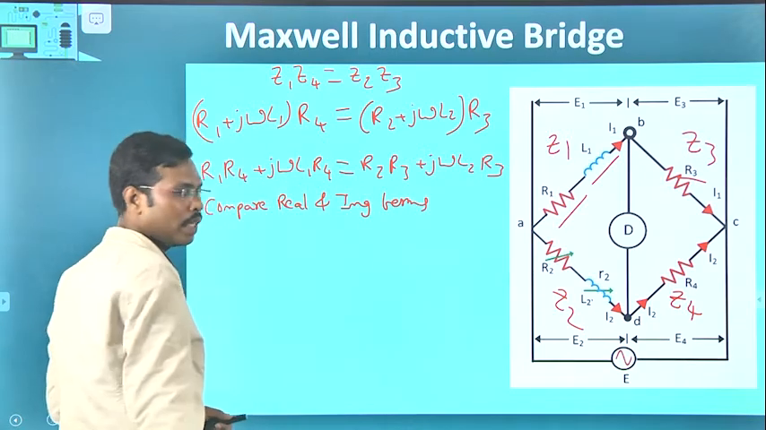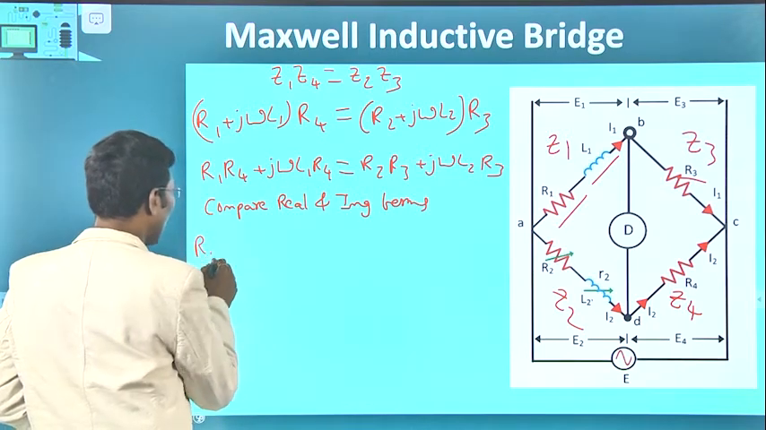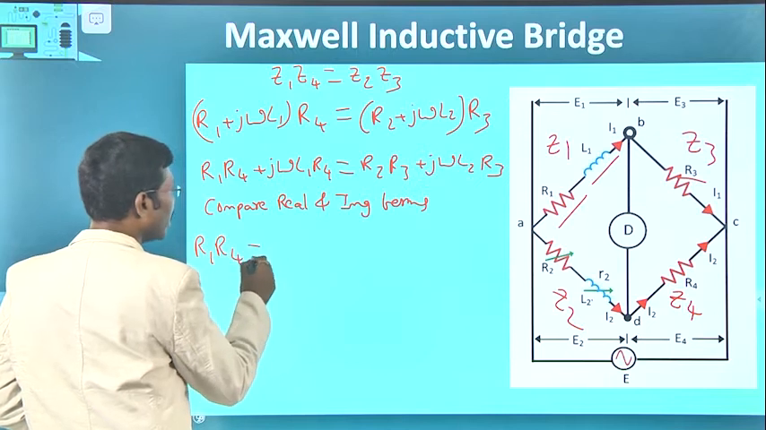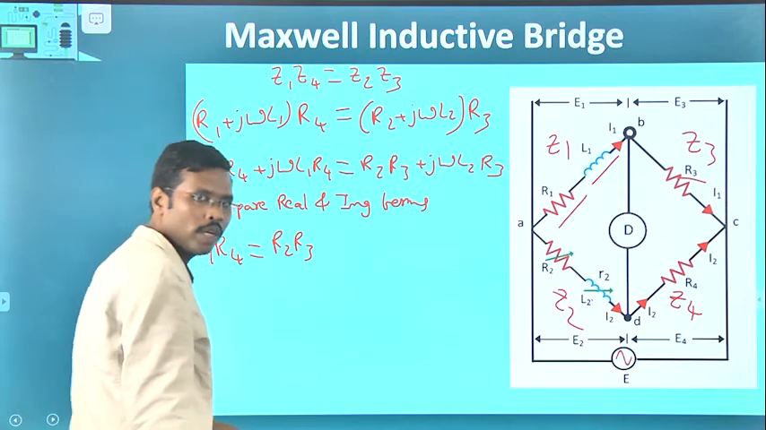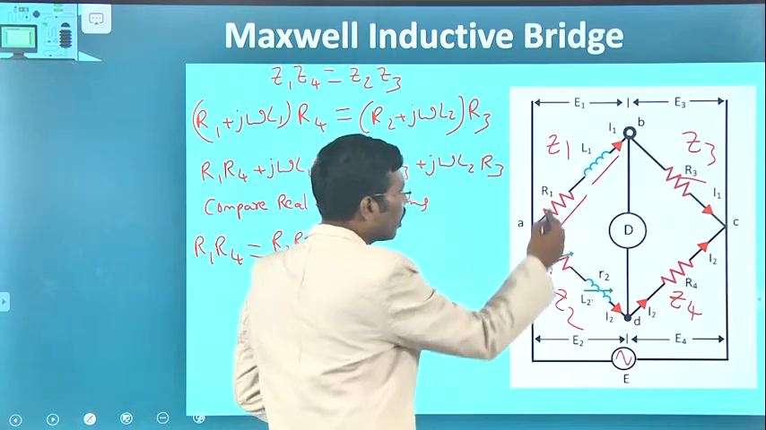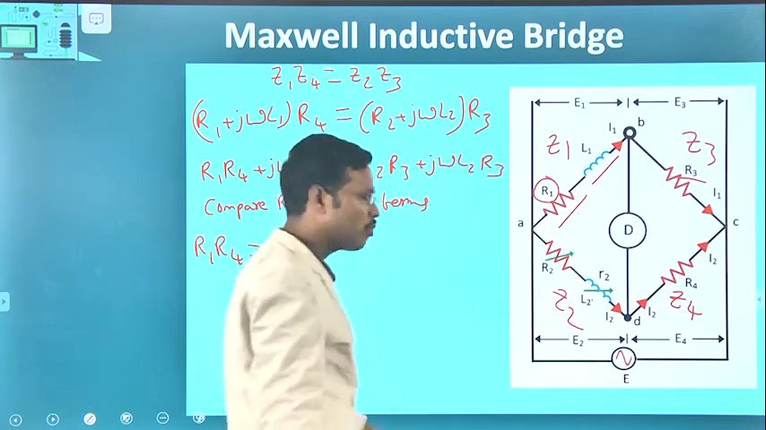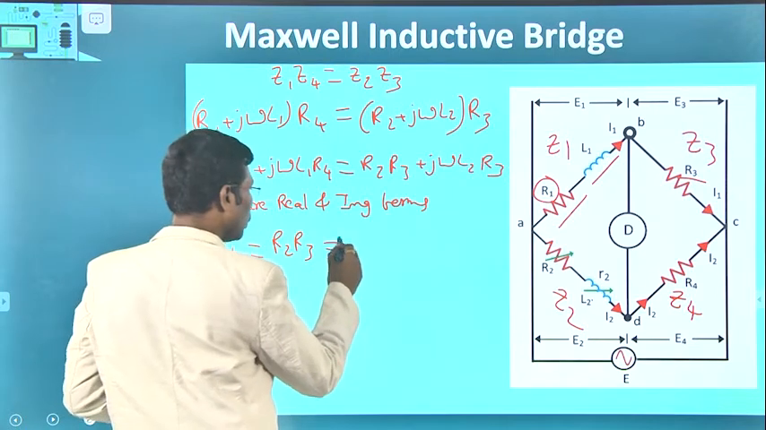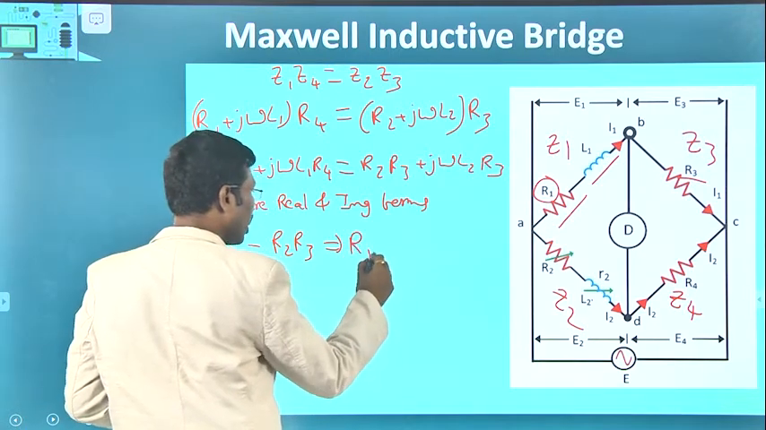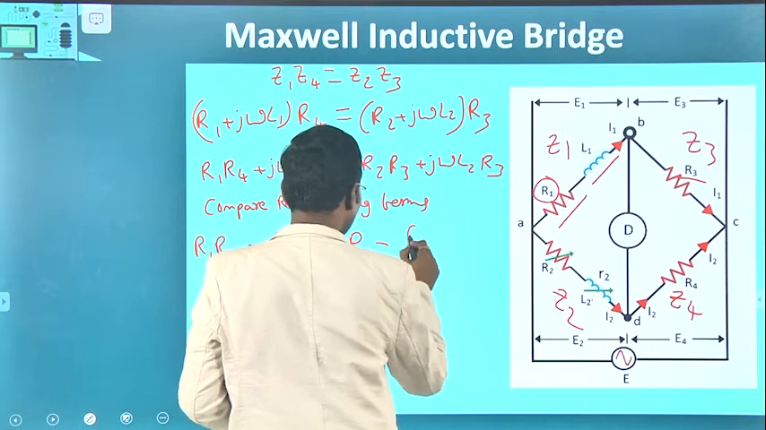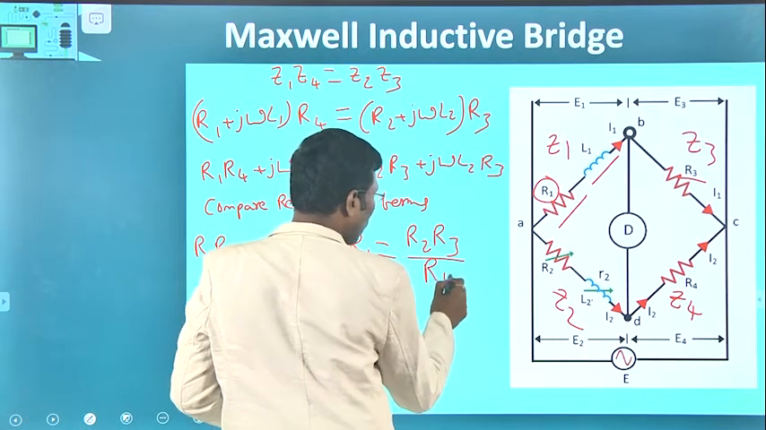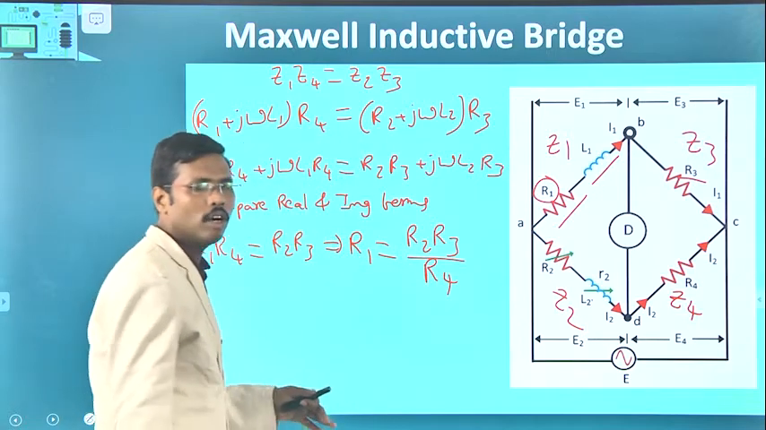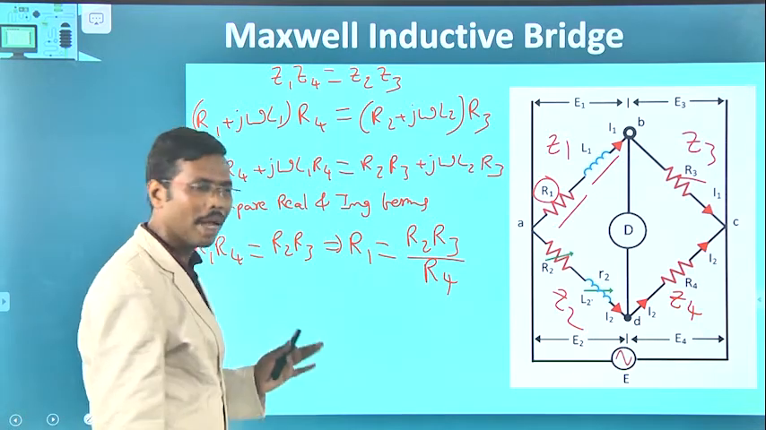If you compare the real terms, we have R1 and R4 on one side and R2 and R3 on the other side, and we have assumed that R1 is the one unknown. So, from this equation, we are going to derive an expression for this unknown R1 such that R1 will be equal to R2 R3 by R4. And now we will compare the imaginary terms.